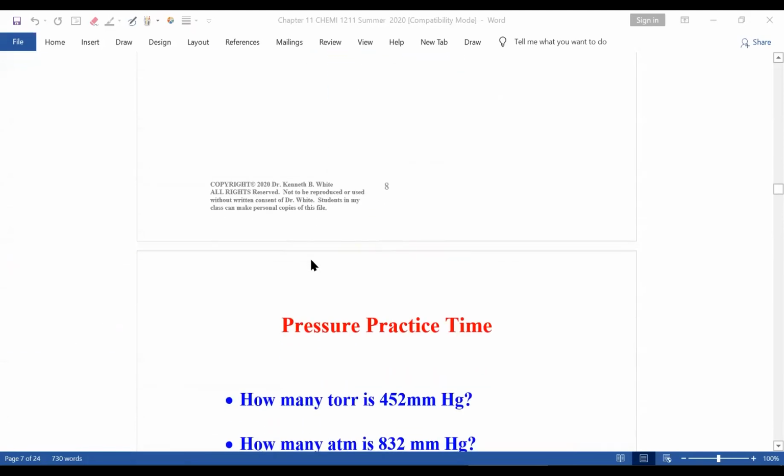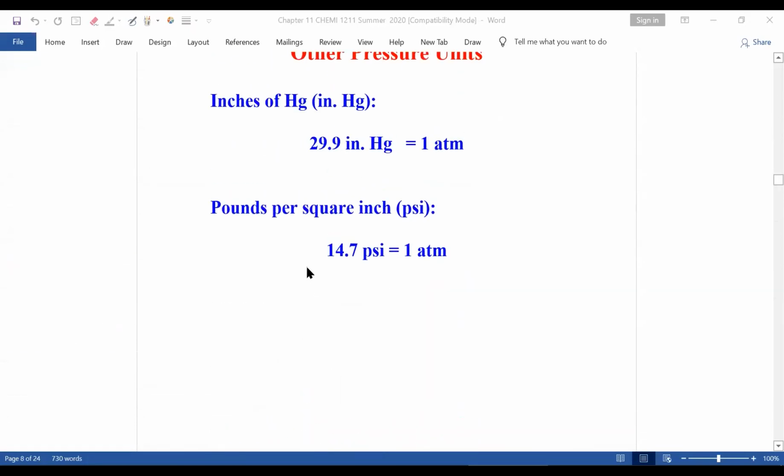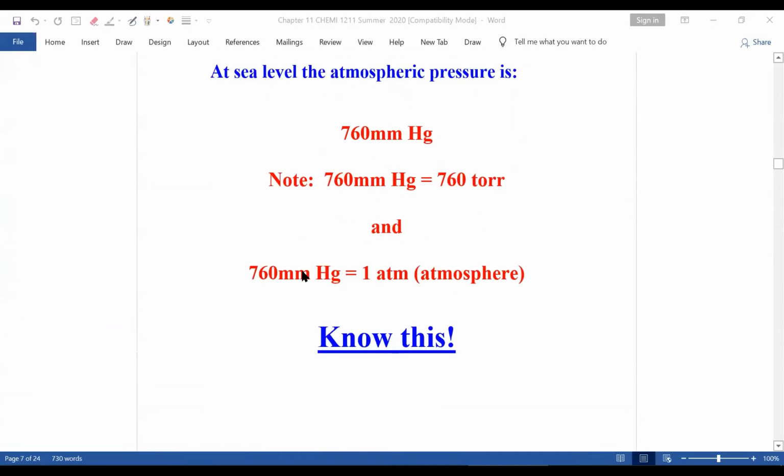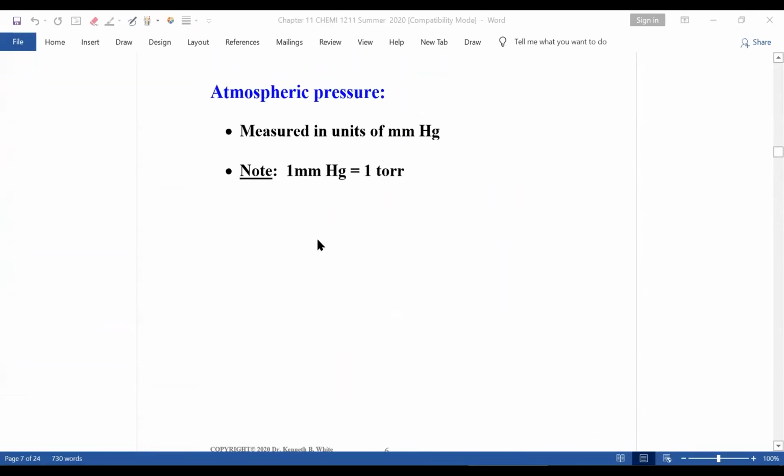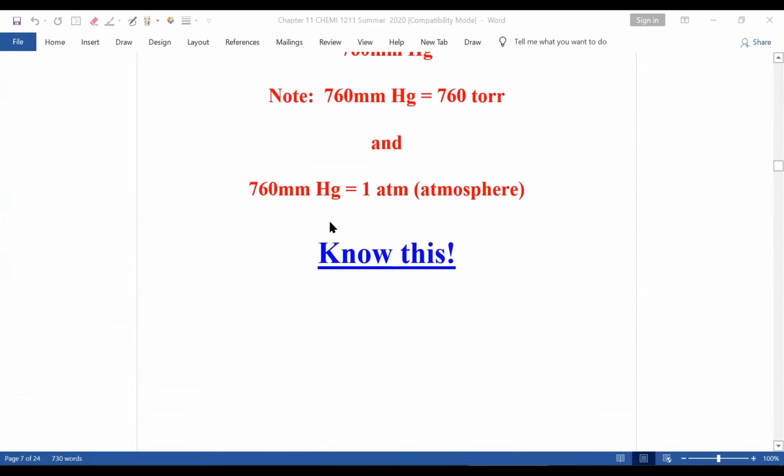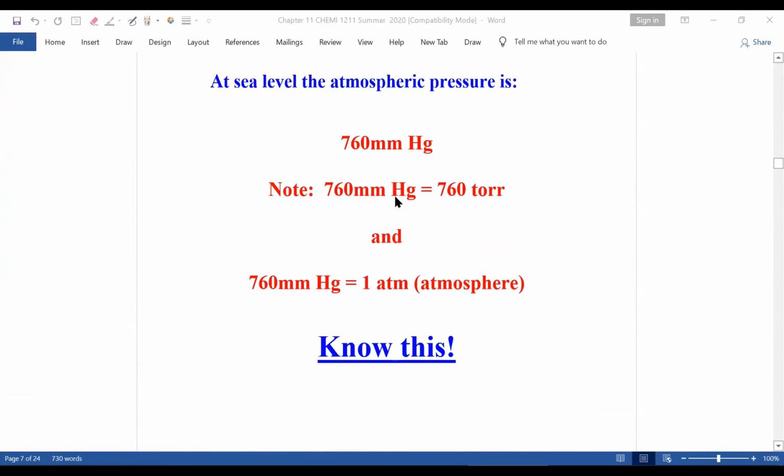So the question is, why learn about gases? 1, you're breathing, and 2, they're in your car tires, and a lot of other things. Now, let's go back to something important. But first, let me remind you, 1 millimeter mercury equals 1 torr. 760 millimeters mercury equals 760 torr equals 1 atmosphere. These are all exact numbers.